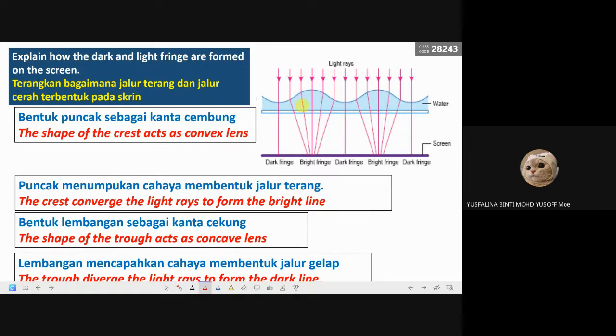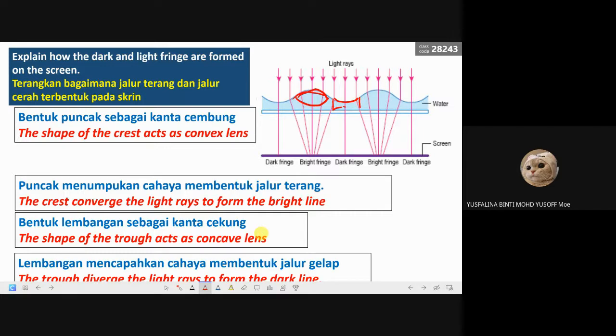So this is the crest, right? It looks like a convex lens like this. But this one, the trough, looks like a concave lens like that. So this is the concave lens.